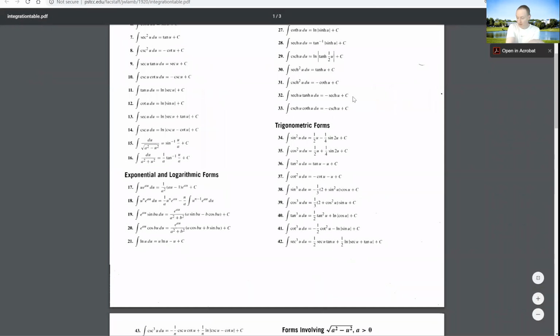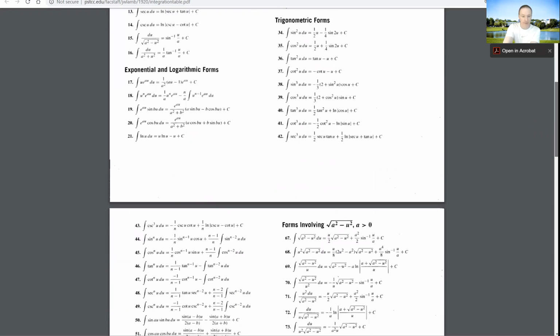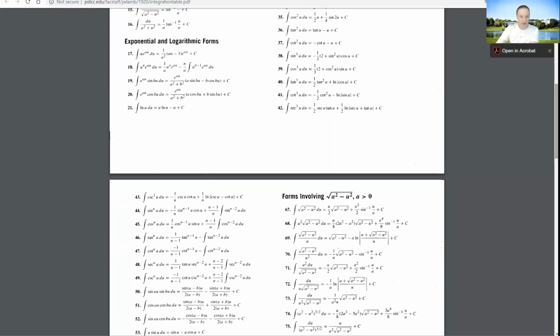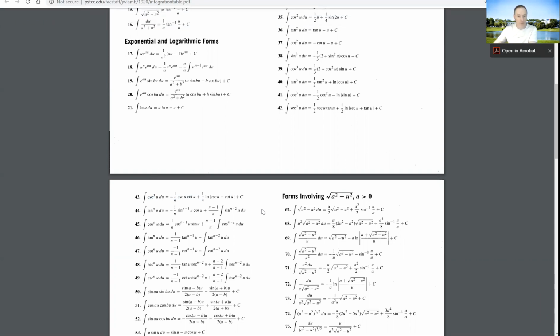And notice I said number 43. Let me scroll down to 43. You can see 43 right here. And it says the integral of cosecant cubed of u with respect to u is equal to negative 1 over n cosecant u cotangent u plus 1 over n natural log of cosecant u minus cotangent u. Please understand, in that problem, that n should be a 2. So that's minus 1/2 cosecant u cotangent u plus 1/2 the natural log of cosecant u minus cotangent u.